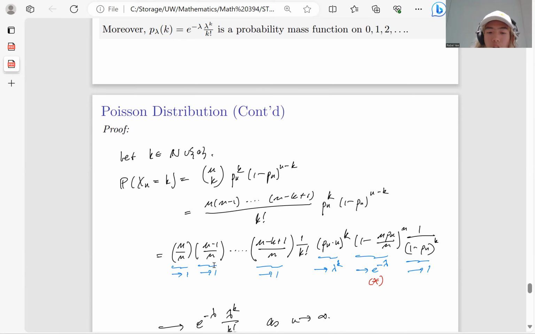This is because n is very large. So infinite minus 1 divided by infinite is still infinite divided by infinite, so it's still 1. And all of those terms here are equal to 1. And this is the separation of all of those terms ahead.